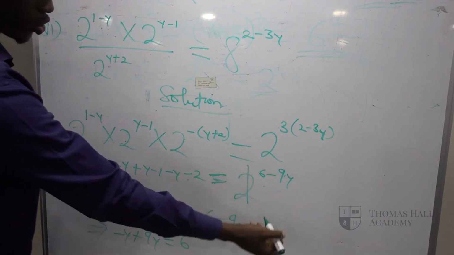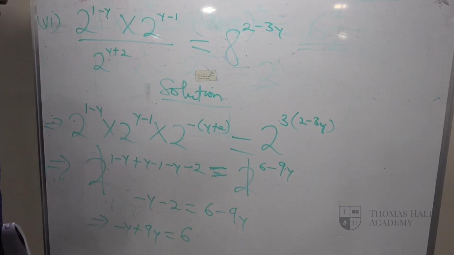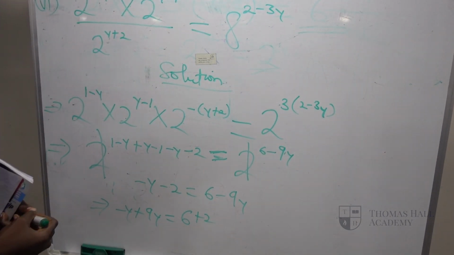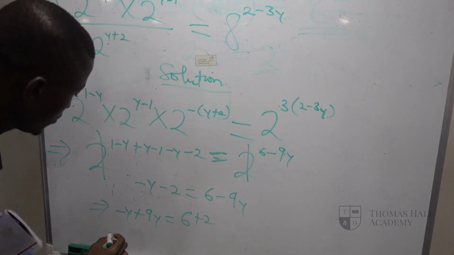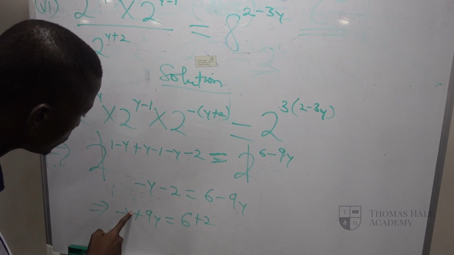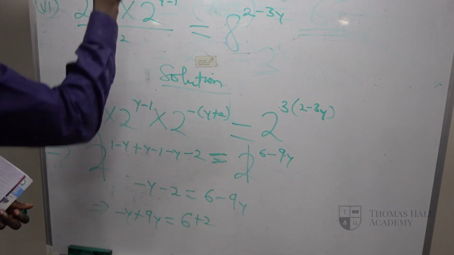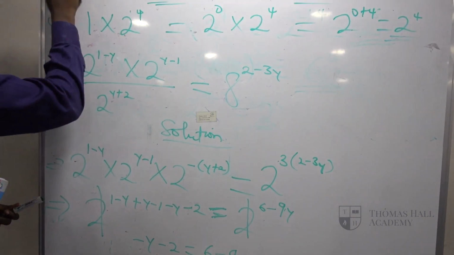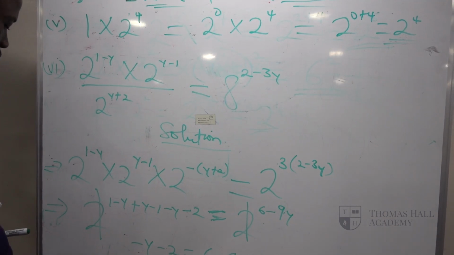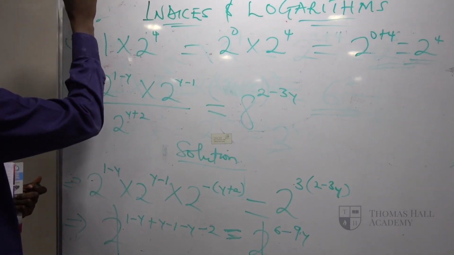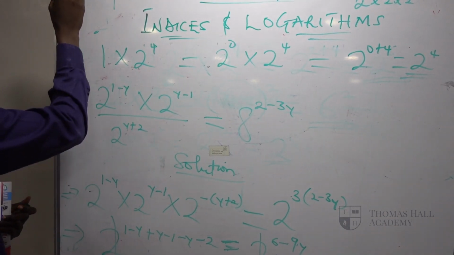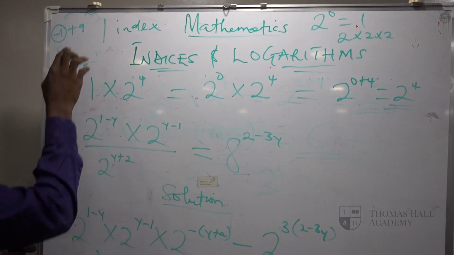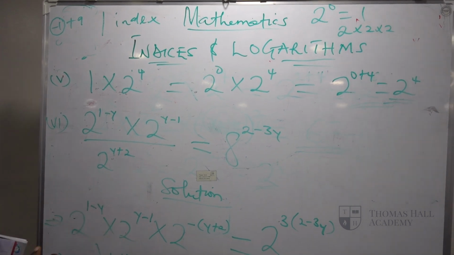This minus 2 also has to move because we are collecting like terms. 6 plus 2. Therefore, we'll be having minus y plus 9y, just like saying minus 1 plus 9. I am owing you 1 naira. When you see minus, take it as something you are owing someone, and when you see plus, take it as what you have. That's the logic you should always use.